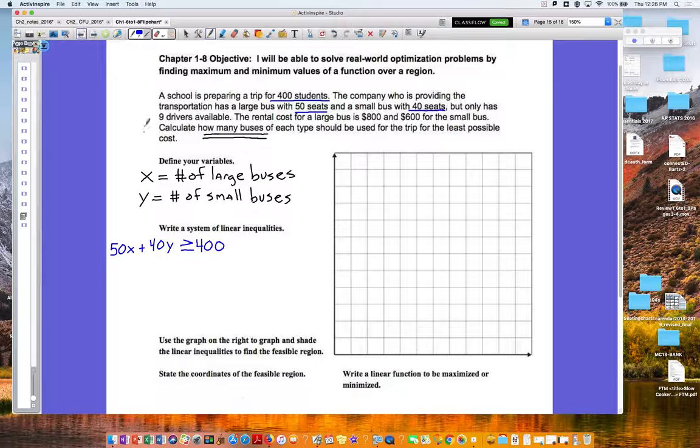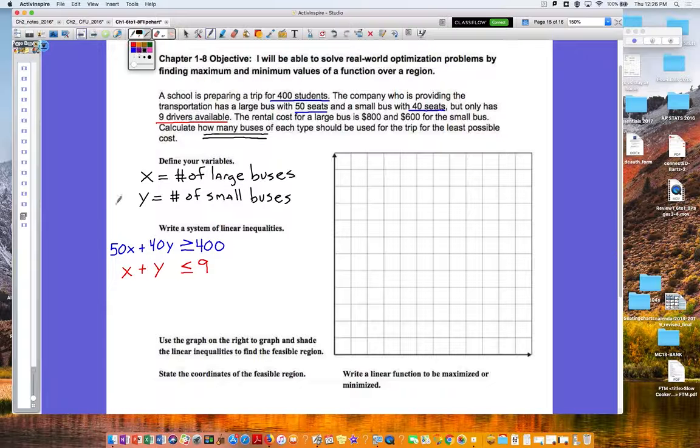Now the second inequality deals with how many drivers are available. There are only 9 drivers available, so something has to be less than or equal to 9. Only one driver can drive one bus, so the number of large buses in combination with the number of small buses has to be less than or equal to 9.